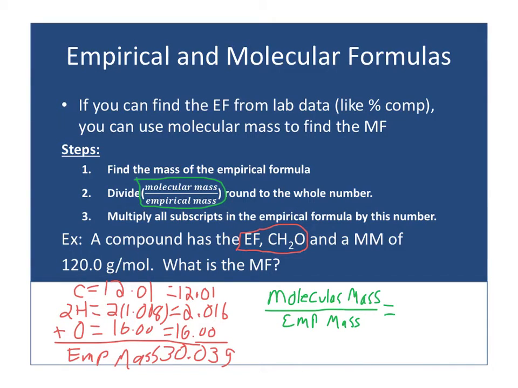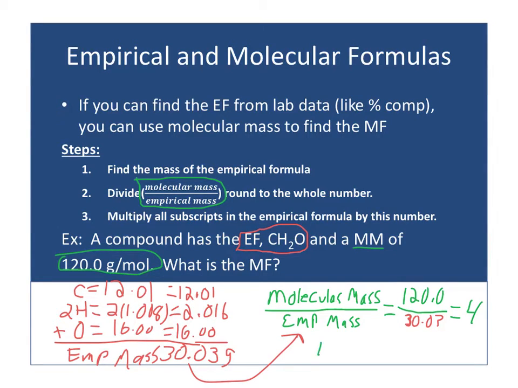In this case, the molecular mass is 120 grams per mole. All the units are going to cancel, so I'm just going to take 120.0. I'm going to divide it by that empirical mass I had just calculated, which is 30.03. And now I'm going to round to a whole number. 120 divided by 30.03 is 4.